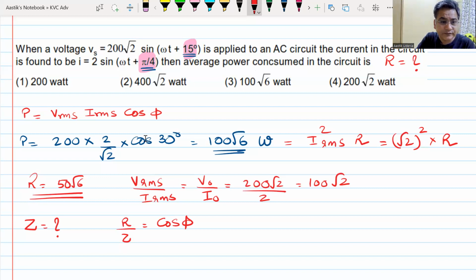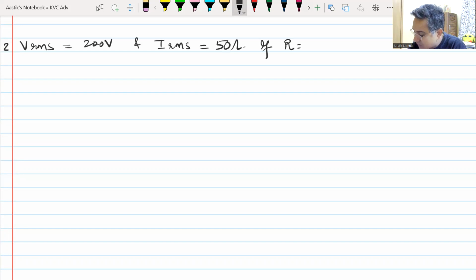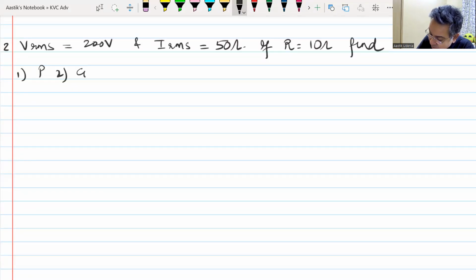Question number 2. We'll write it in short. The value of VRMS is 200 volt and the value of IRMS is equal to 50 ohms. If the resistance R of the circuit is 10 ohms, find number 1 power, number 2 cos phi, number 3 the value of Z. I'll give you 2 minutes to get me the answers.